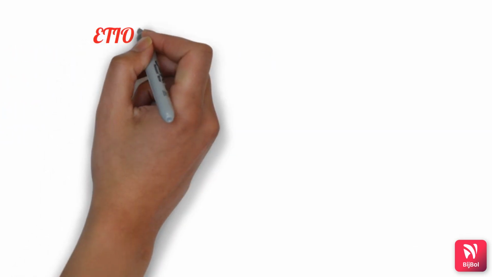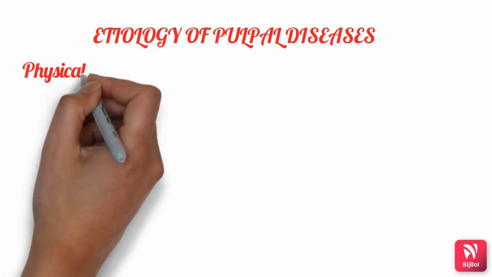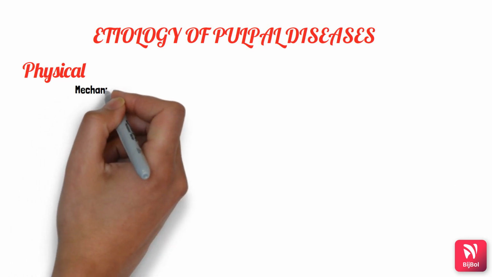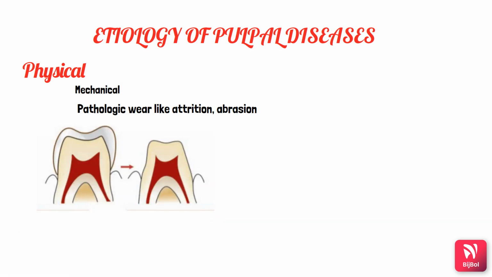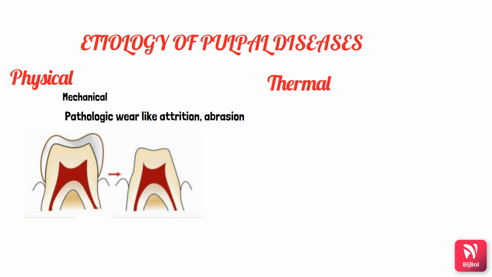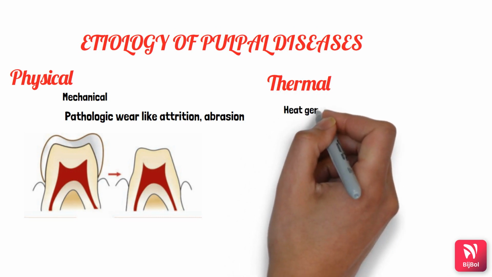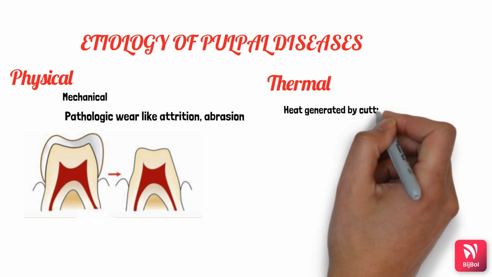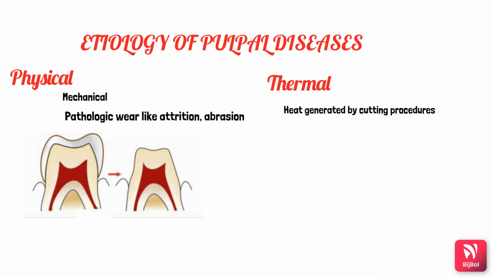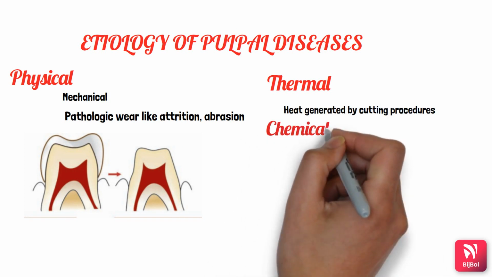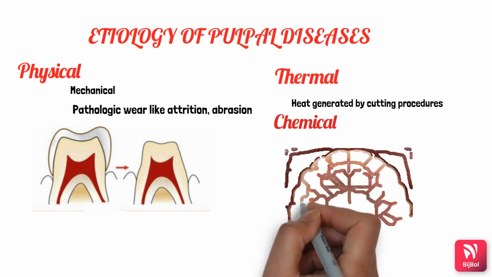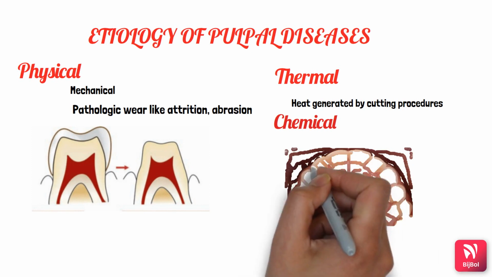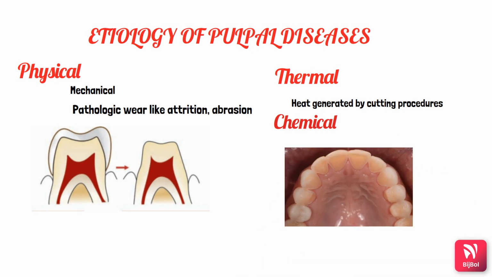If you see the etiology of the pulpal diseases, it includes physical changes, such as mechanical or pathological wear, such as attrition or abrasion. If you see the thermal changes, it may occur due to the heat generated by the cutting instruments. And if you see the chemical changes, it may occur due to erosion, that is, the acids released from soft drinks, and also due to regurgitation.